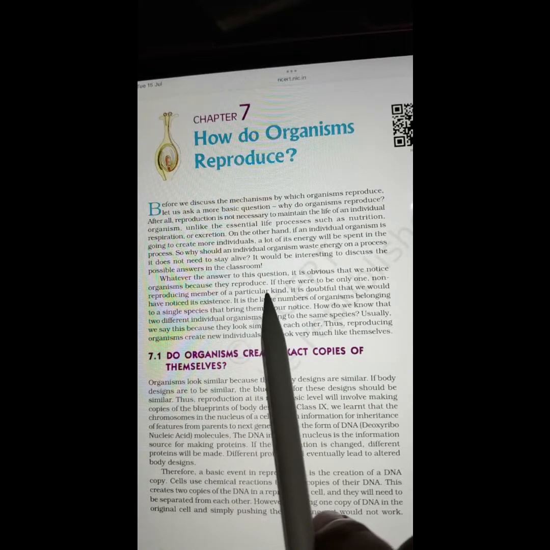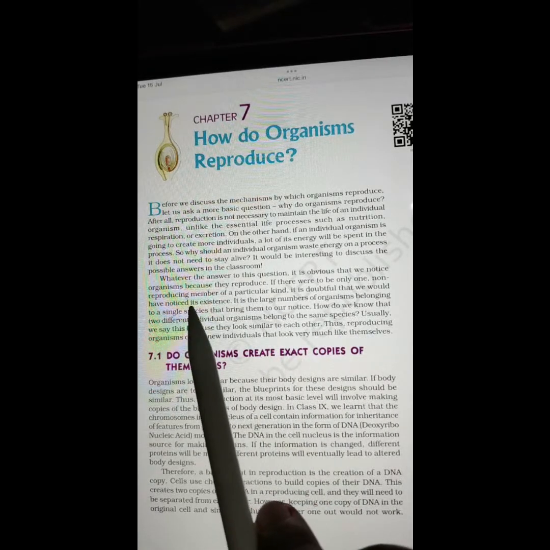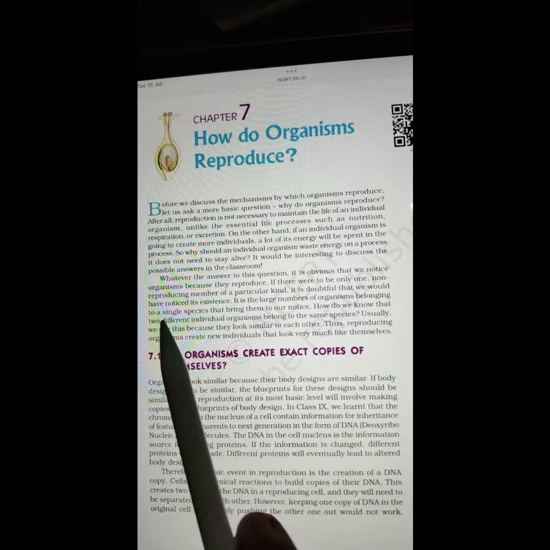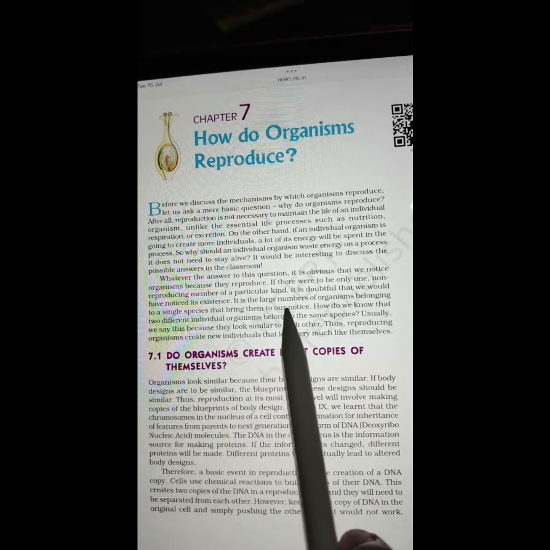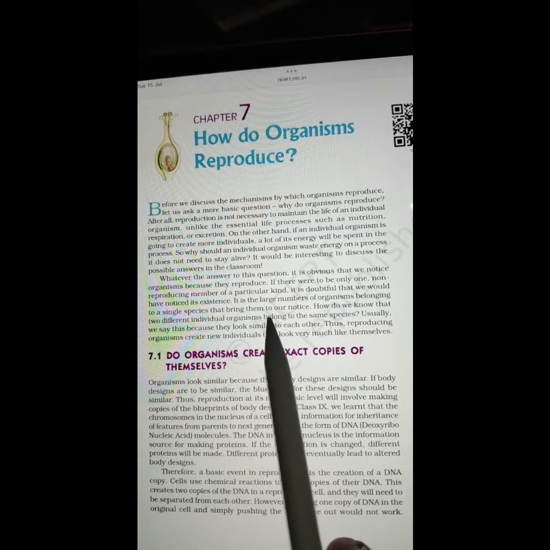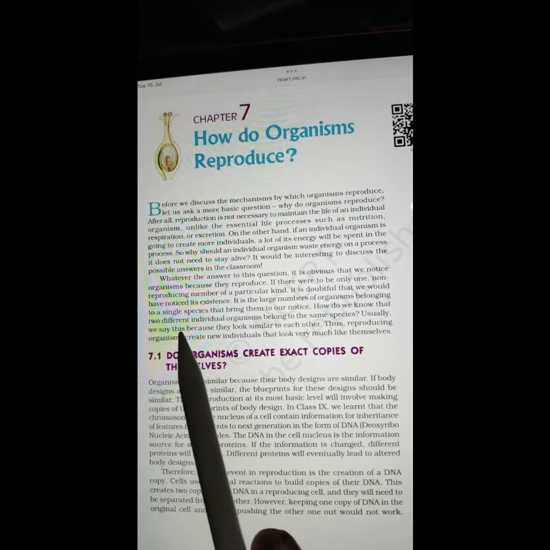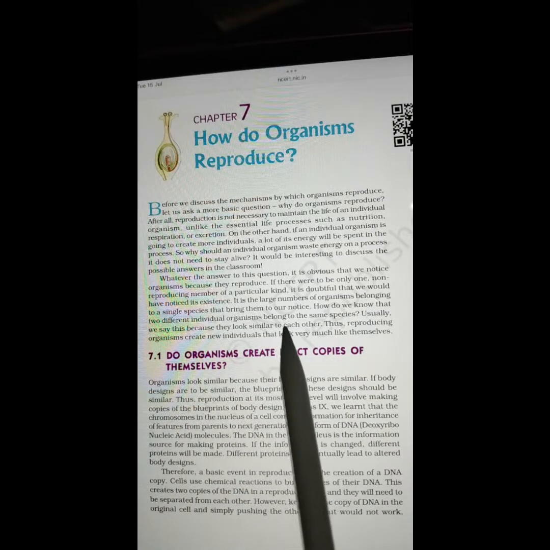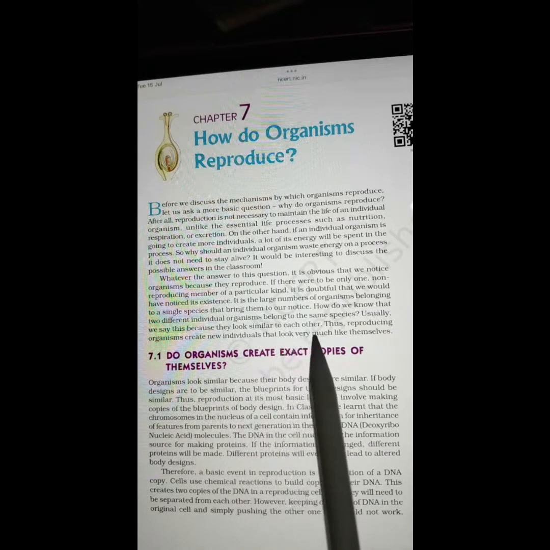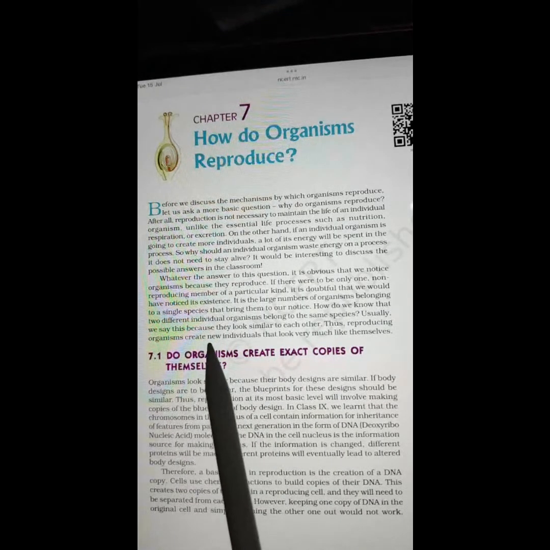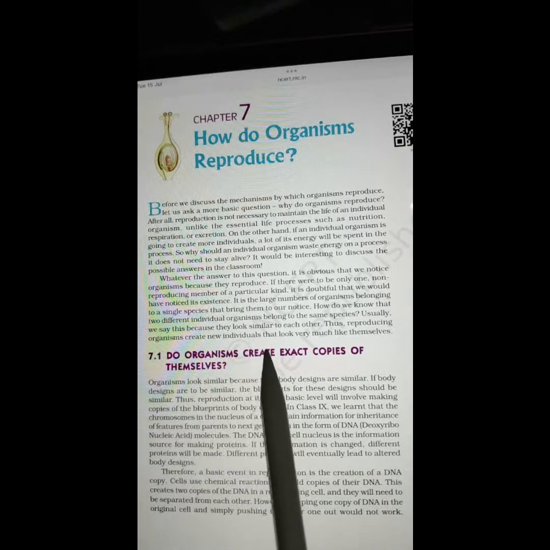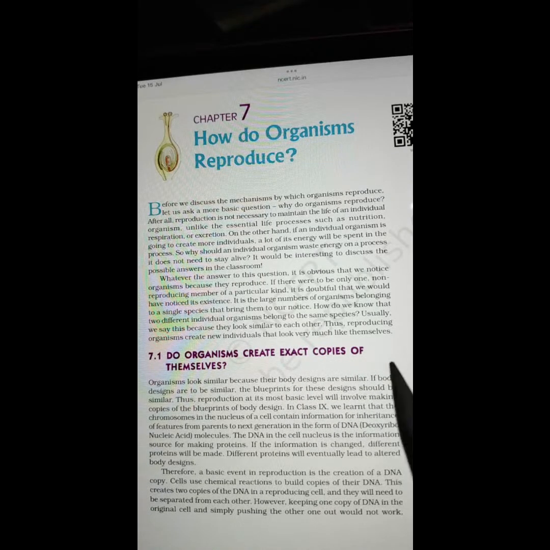Whatever the answer to this question, it is obvious that we notice organisms because they reproduce. If there were to be only one non reproducing member of a particular kind, it is doubtful that we would have noticed its existence. It is the large members of organisms belonging to a single species that bring them to our notice. How do we know that two different individual organisms belong to the same species? Usually, we say that because they look similar to each other. Thus, reproducing organisms create new organisms that look very much like themselves.